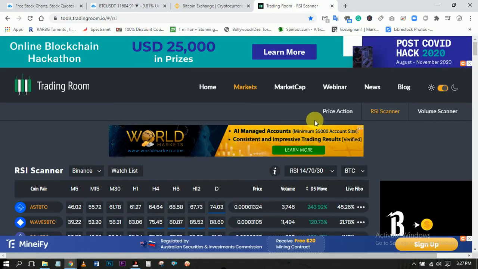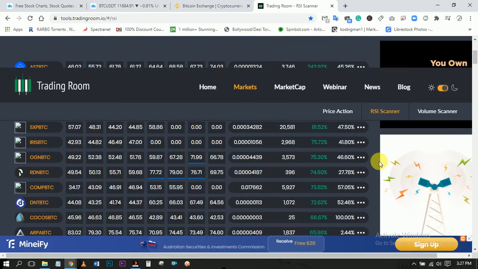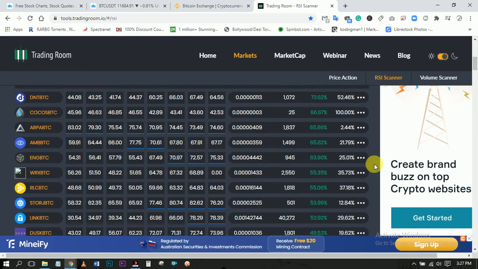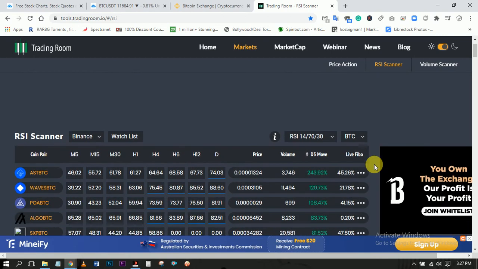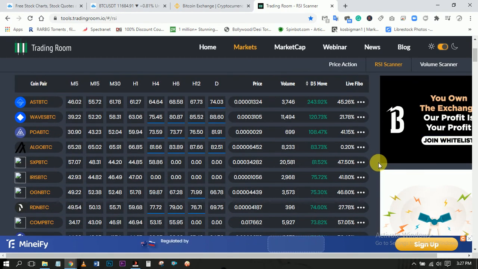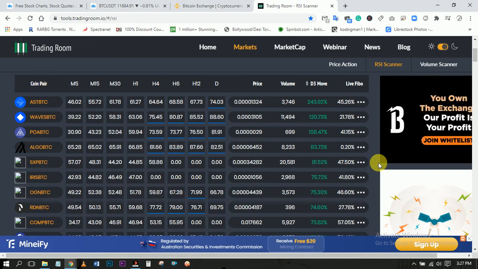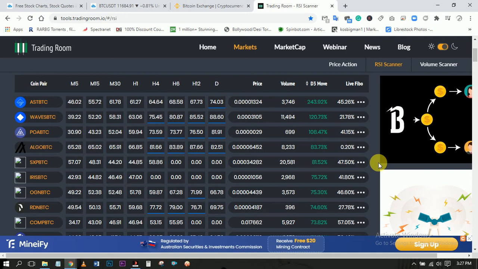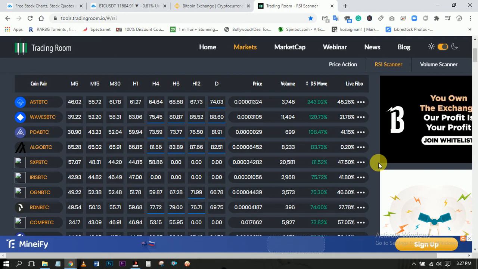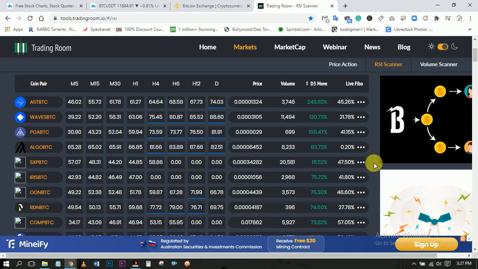Now another one I want to show you is this, the trading room. I've actually created a tutorial on this, so I'm going to put the link down below so that you can also benefit from the video and you can understand how it actually works. So basically this helps to filter a lot of things.